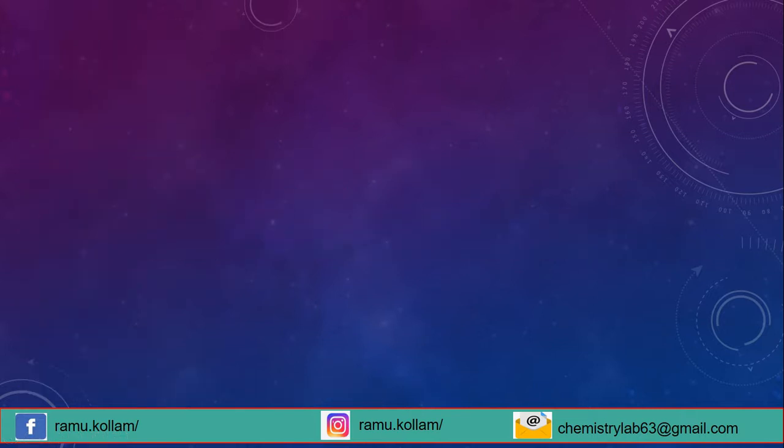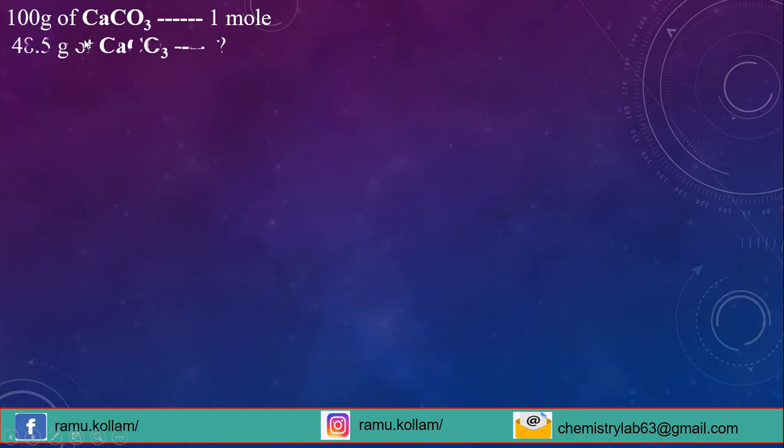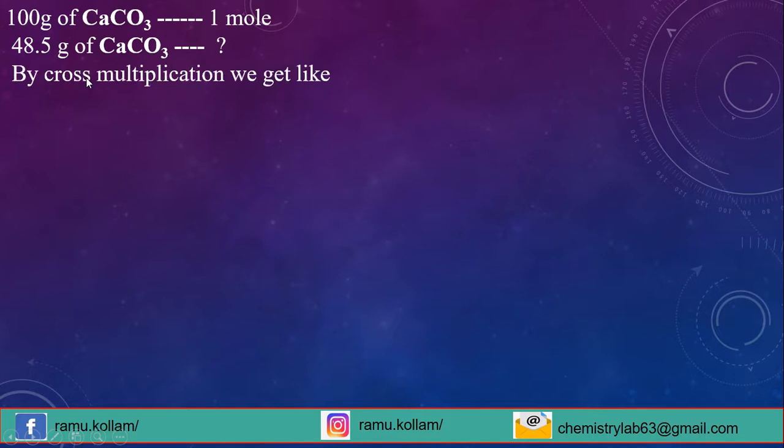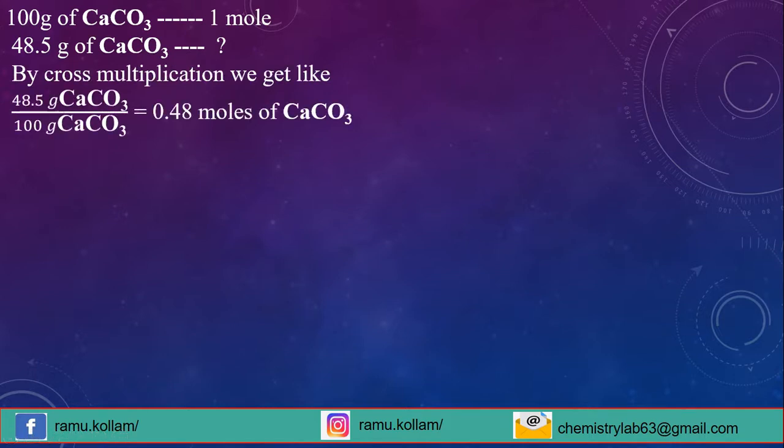100 grams of calcium carbonate equals 1 mole. So 48 grams of calcium carbonate, how many moles? By cross multiplication, we get 48 grams calcium carbonate by 100 grams calcium carbonate, which is equal to 0.48 moles of calcium carbonate.